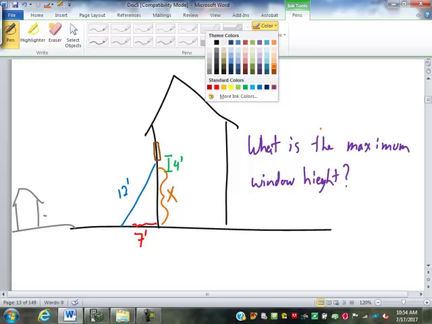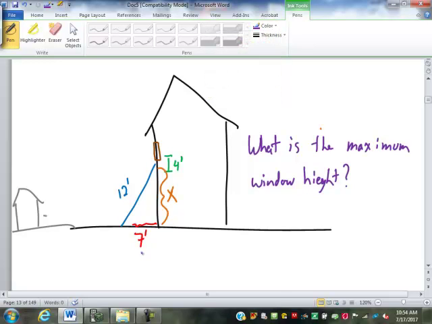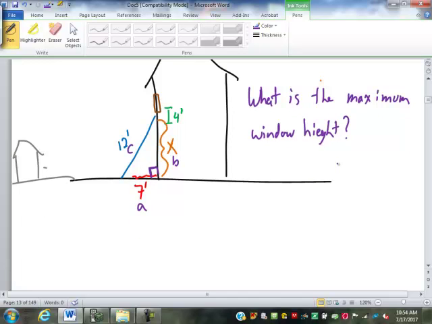So when I set this up, sides A and B are going to be the 7 and the X. The 12 will be the hypotenuse. The right angle, even though it's not drawn in there, has to be there. We hope that the house is square with the ground, if the ground is flat and level, right? So that gives us 7 squared plus X squared has to equal 12 squared.